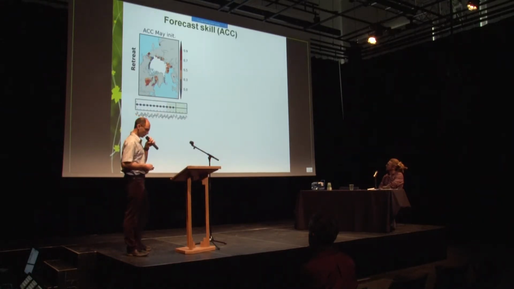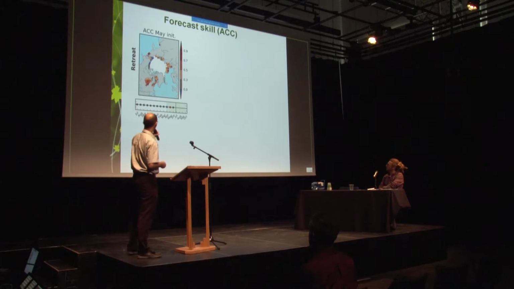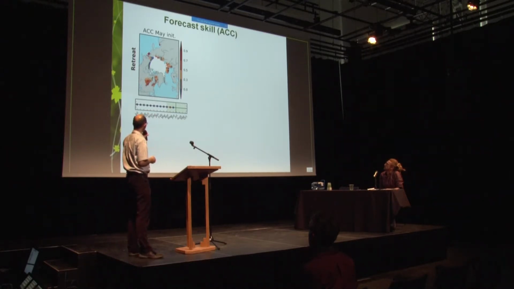Okay, so the anomaly correlation, the forecast skill now. This is for the retreat date, or the ice-free date. When we initialize May 1st, which is well in the retreat season, we get significant skill indicated by these red colors in most of the Arctic, except the Beaufort Sea and the Chukchi Sea.